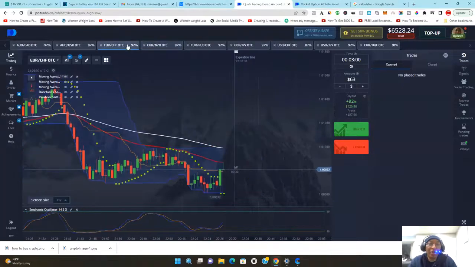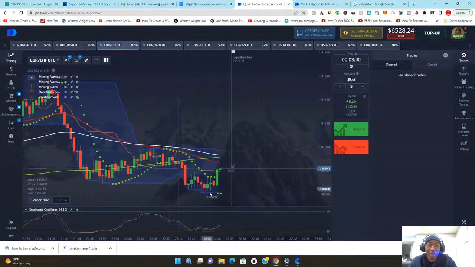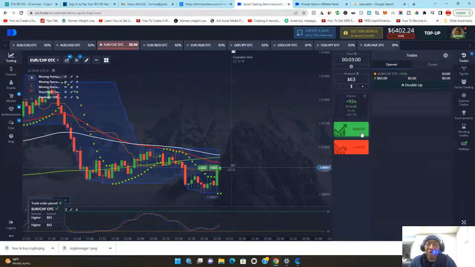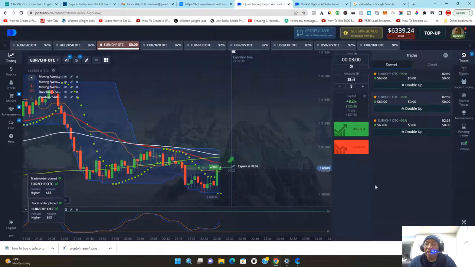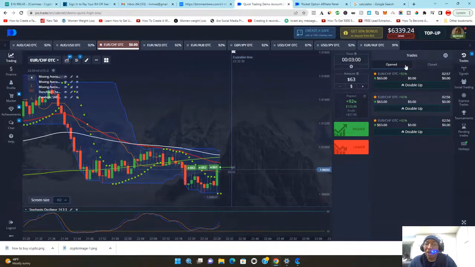Let me see if there's another pair that has a good setup. You can see this is going up, so we can take a 1 minute trade here and we are likely to win. I'm working on the demo to demonstrate this. This might be too late, but the trade time is 3 minutes, and you can see we are actually in the money, guys.